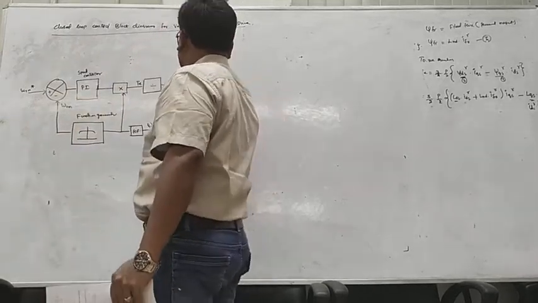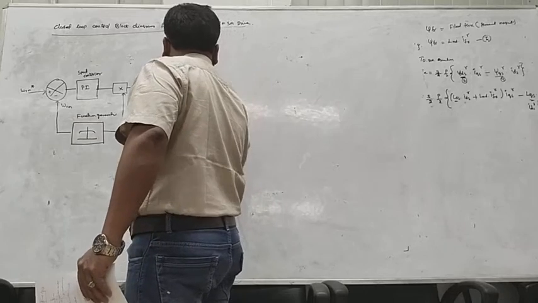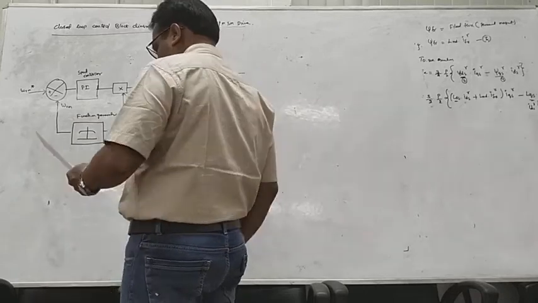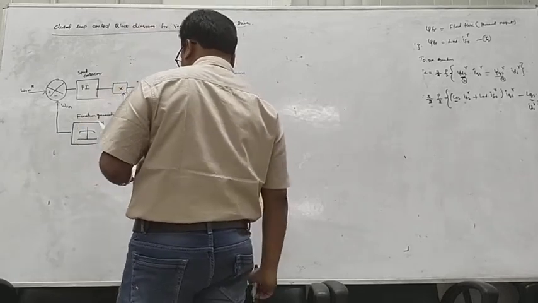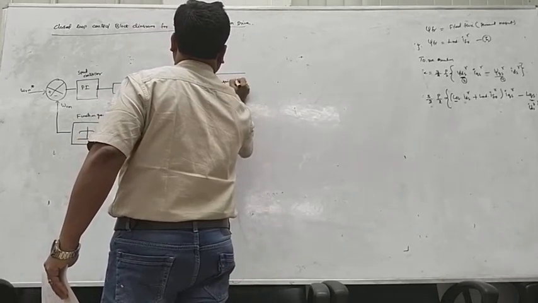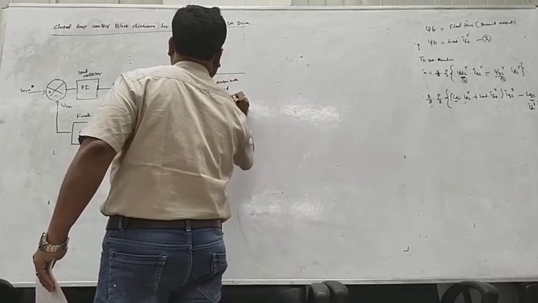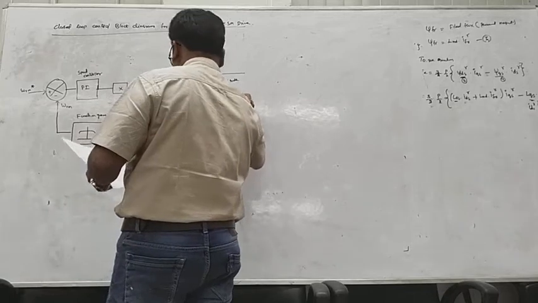So we have the field component of current and the torque component of current going to the controller, and this is a magnitude and angle resolver.